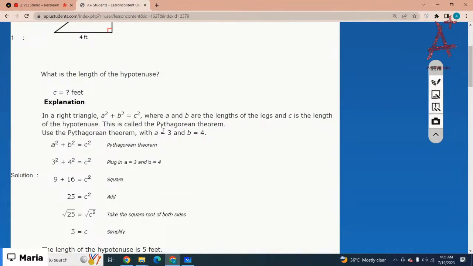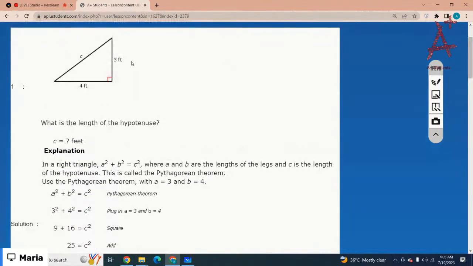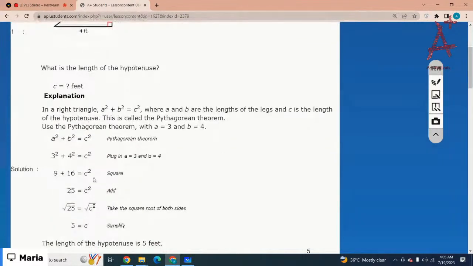So use the Pythagorean theorem with a equals 3 and b equals 4. As you can see here, 3 feet and 4 feet are the legs of the right angle triangle, and c is the hypotenuse. Let's put the values: 3 square plus 4 square equals c square. 3 square is 9 and 4 square is 16, so 16 plus 9 equals 25. You have to square root both sides because you have to find the value of c, not c square. When you square root, c equals 5. That means the length of the hypotenuse is 5 feet. Got it?